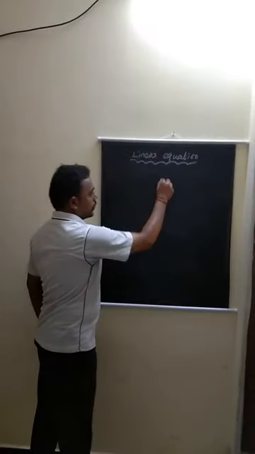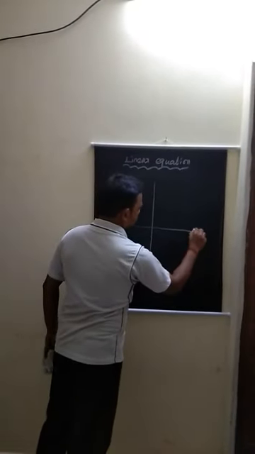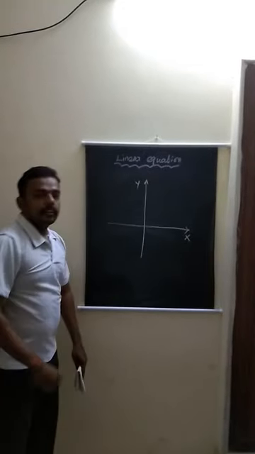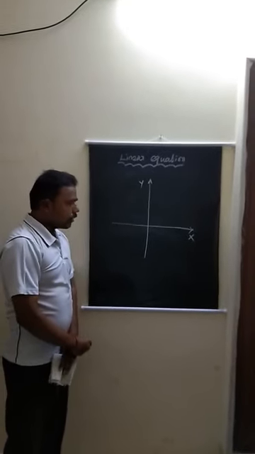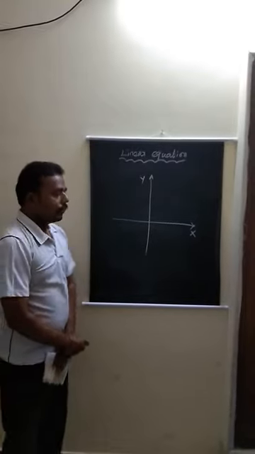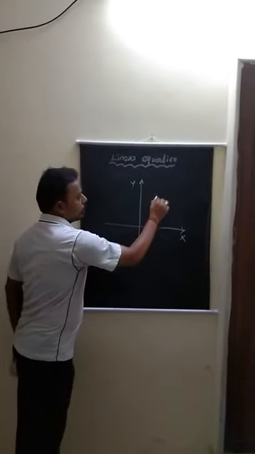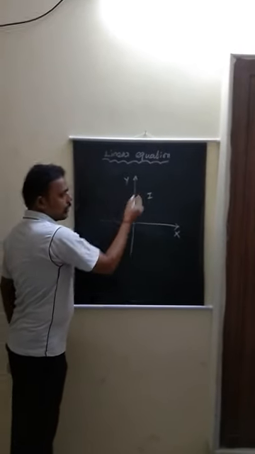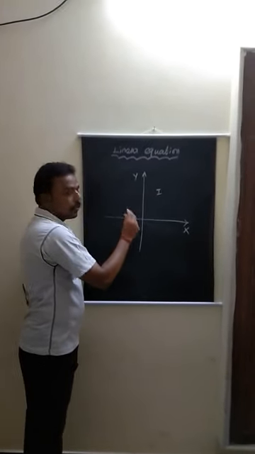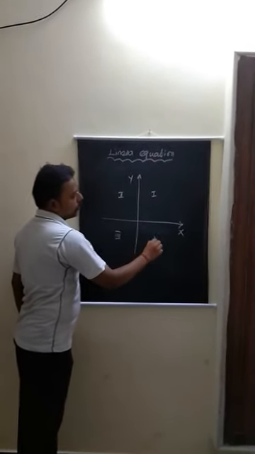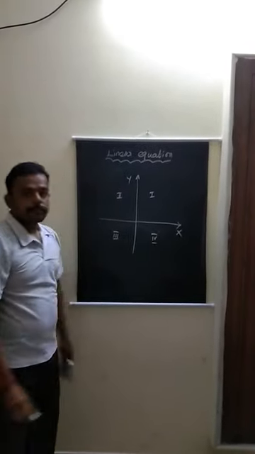What is meant by coordinate system? We have a graph sheet, x-axis and y-axis. Here we can note down our points. We need to split our coordinate into the quadrant. This one is first quadrant. Then anti-clockwise direction we need to follow. So this one second quadrant. This one third quadrant. This one is fourth quadrant.